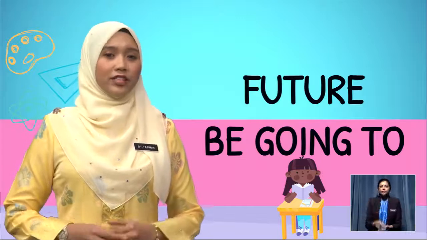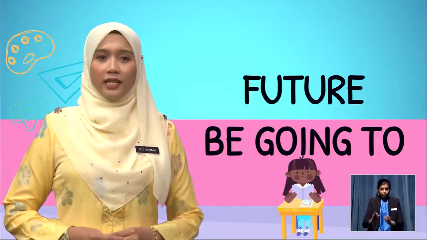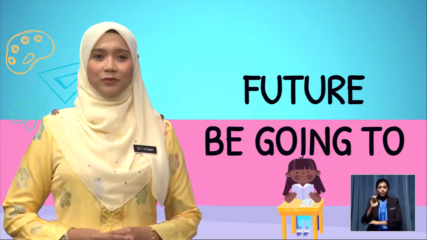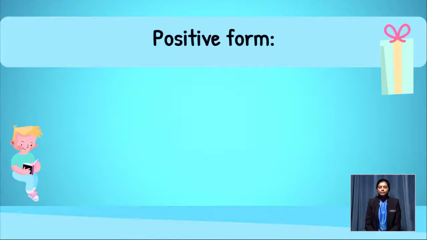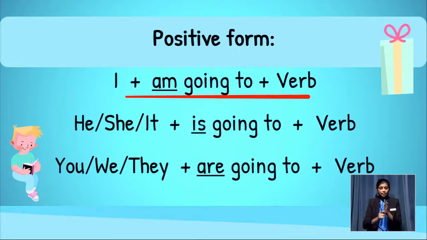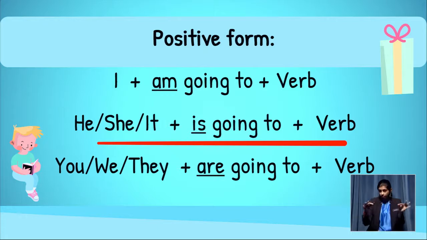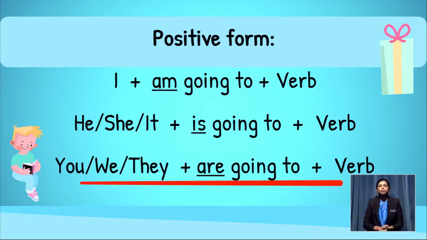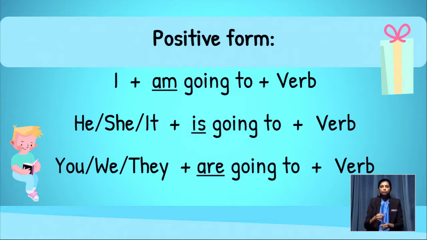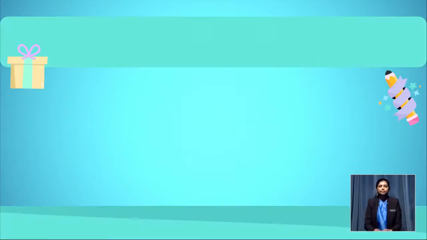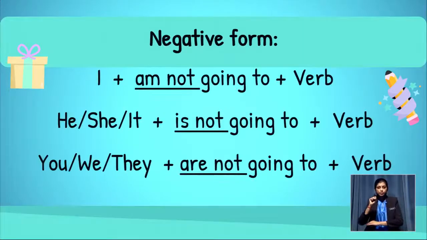This is the positive form of future tense with be going to. I plus am going to plus verb. He, she, it or anything singular plus is going to. For you, we, they or anything plural, use are going to plus verb. All the verbs after going to should be in base form.